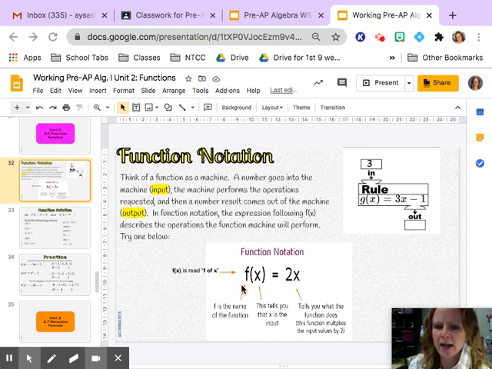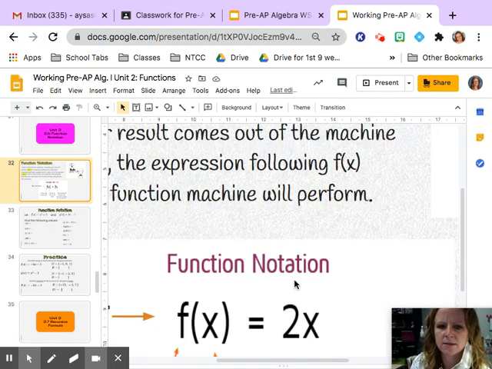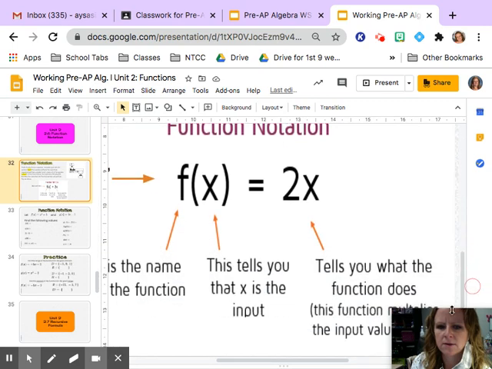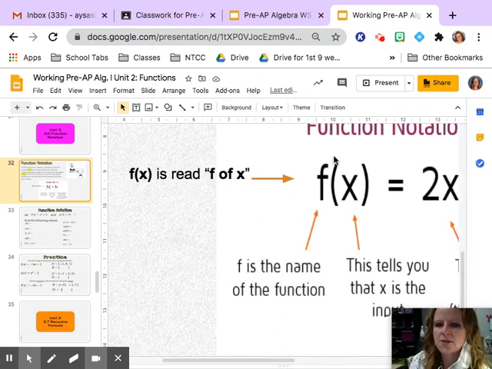So let's look at the function notation. I'm going to zoom in on just that. So f parentheses x is read f of x. F is the name of the function. We have f of x, we have g of x, h of x. Those are the usual ones, f, g, h. Sometimes there are other names, but usually we just use f for function.